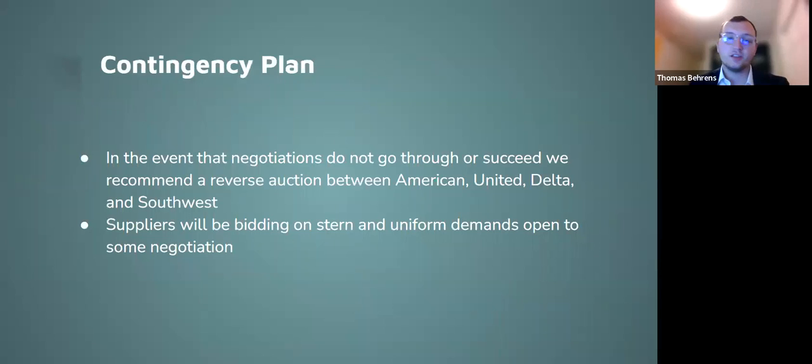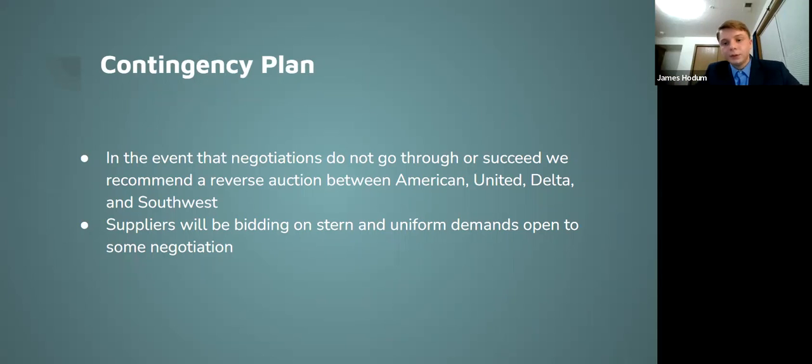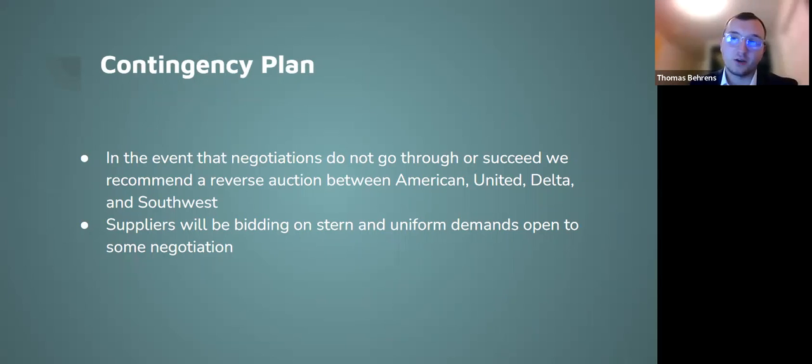In the event that these negotiations do not go through, or we don't succeed in coming to a deal, we recommend that a reverse auction take place between all 4 of our major carriers, not just 2 of them. And the suppliers will be bidding based on uniform demands or guidelines that we'll set up for them. And we will be open to some forms of negotiation from those suppliers.